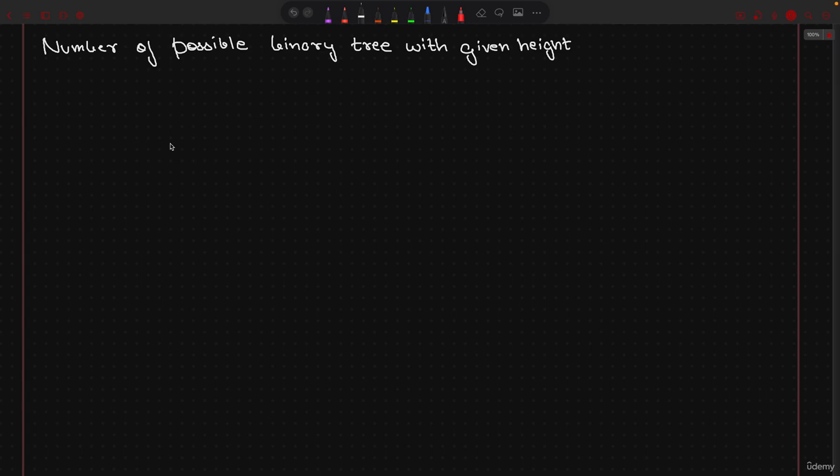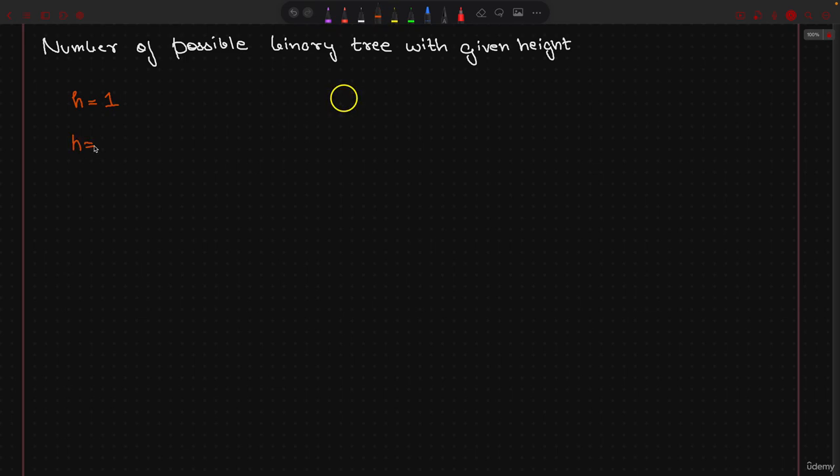So in this video, let us continue our discussion and discuss a question which you all have to do. The question is as follows. Given a height, we have to tell the number of possible binary trees. In this question, we will be provided with a height. Let's say initially the height is 1. Now we have to tell how many binary trees are possible with this given height. For example, for height 1, this is one binary tree which is possible.